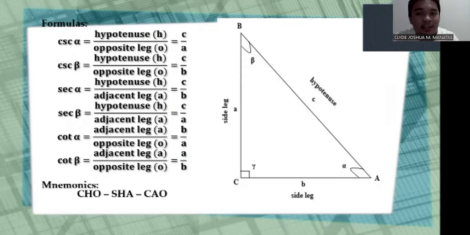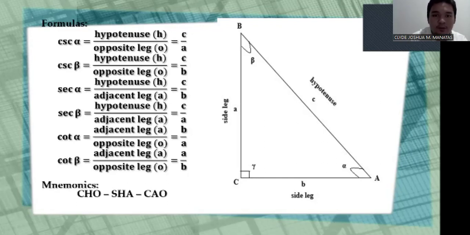So cosecant for the alpha angle: cosecant alpha is equal to hypotenuse over opposite leg, or C over A. Then for the beta side, cosecant beta is equal to hypotenuse over opposite leg, or C over B. Then secant alpha is equal to hypotenuse over adjacent leg, and that is C over B, while for beta it is C over A. And lastly, cotangent alpha is adjacent over opposite, which is B over A, but for beta it becomes A over B.